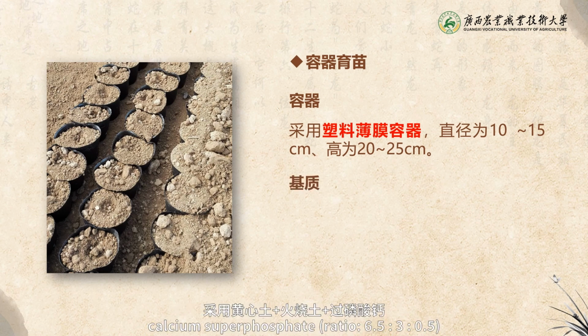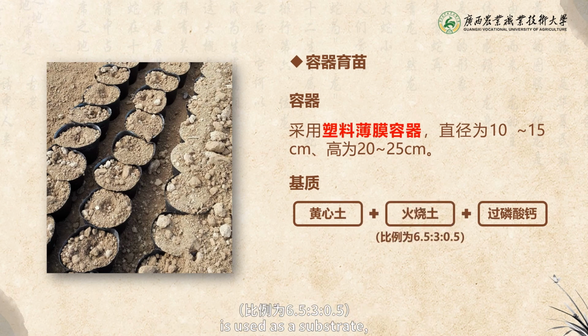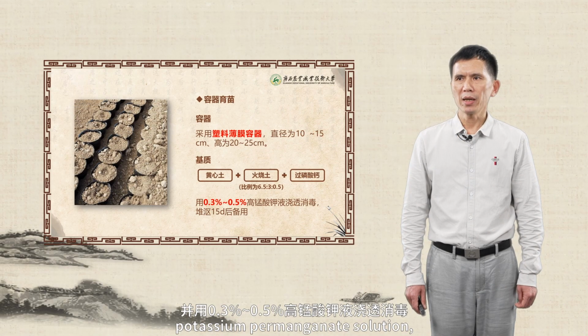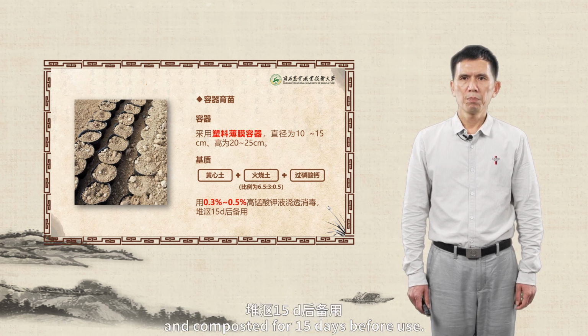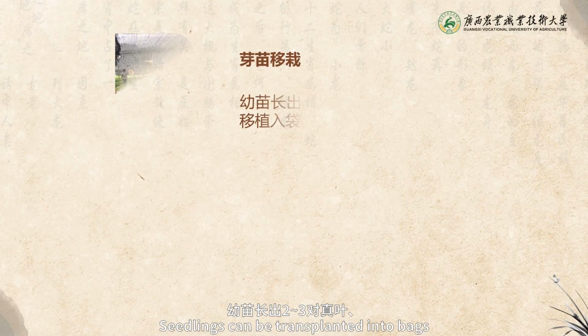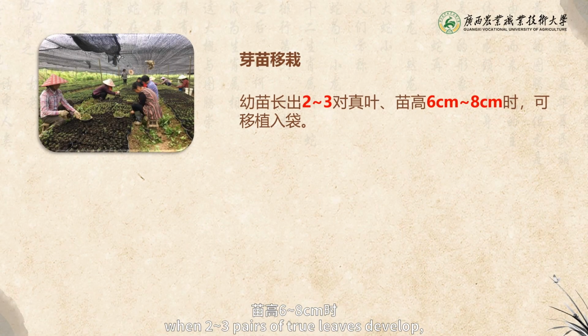Substrate: yellow subsoil plus burnt soil plus calcium superphosphate, ratio 6.5:0.5, is used as a substrate, sterilized by 0.3 to 0.5% potassium permanganate solution, and composted for 15 days before use. Sprout transplanting. Seedlings can be transplanted into bags when 2 to 3 pairs of true leaves develop, and the seedlings are 6 to 8 centimeters tall.